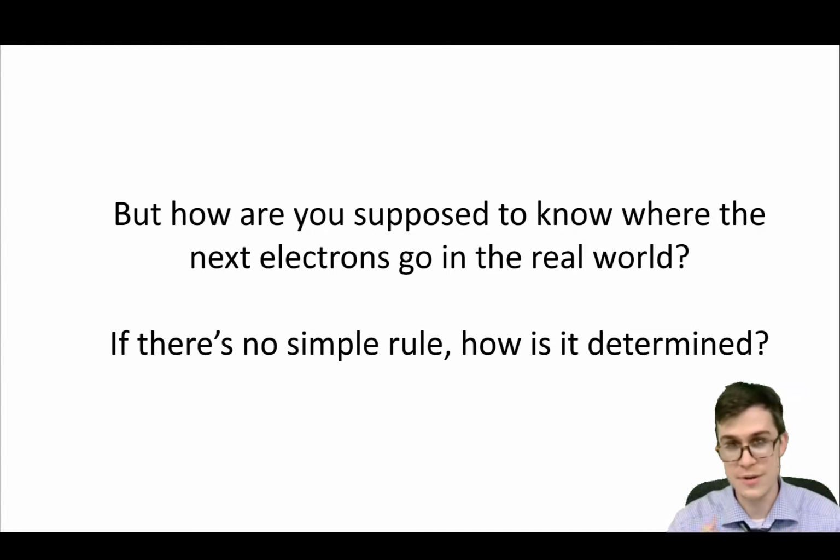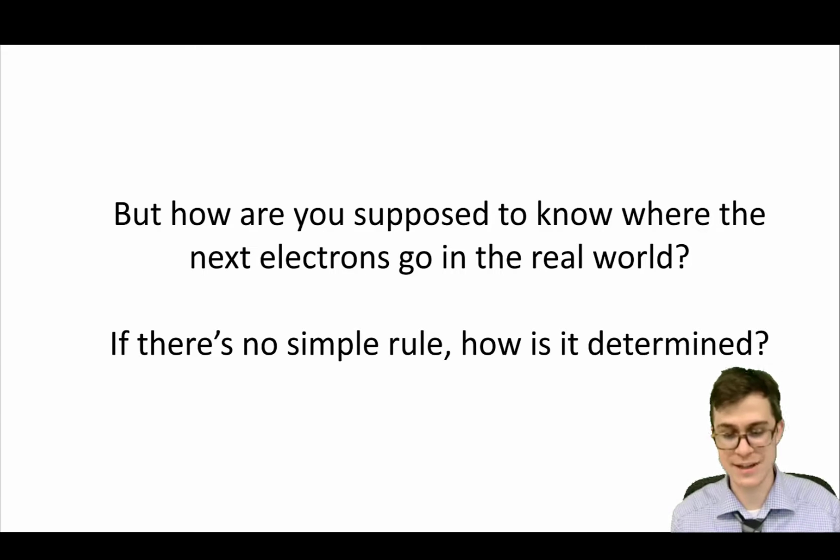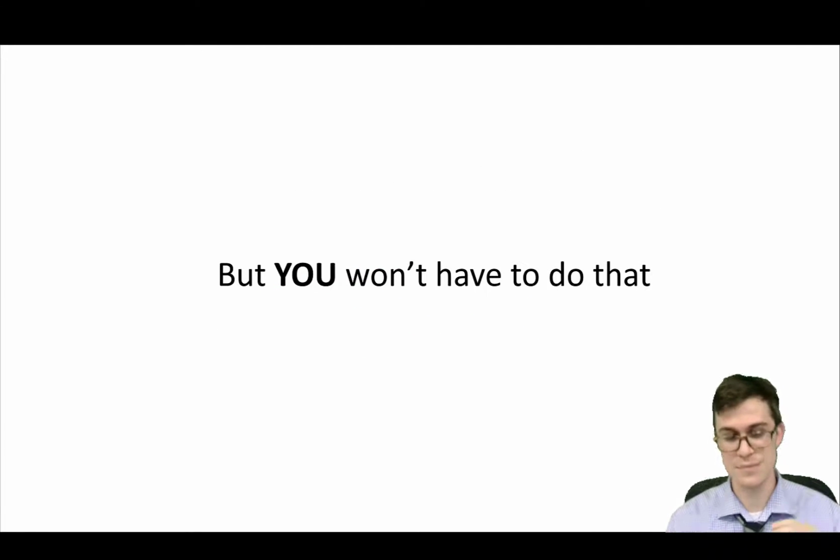So how are you supposed to know where the next electrons go in the real world? If it's not so simple, if it's not just that the low energy levels fill, and then the middle ones fill, and then the high ones fill, and you have to do some sort of calculation every single time, how are you supposed to figure it out? The answer is that you do hardcore quantum mechanics, but you don't have to do that, because scientists have already done it for you. So we know the order that they fill in.